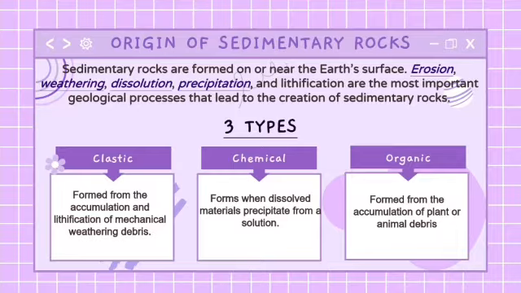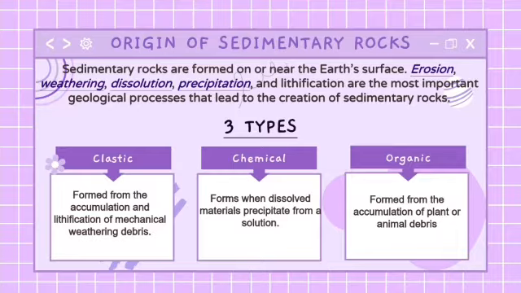Precipitation is the formation of rocks and minerals from chemicals that precipitate from water, while lithification is the process by which clay, sand, and other sediments on the bottom of the ocean or other bodies of water are slowly compacted into rocks from the weight of overlying sediments. Now we have three types of sedimentary rocks. We have clastic, chemical, and organic sedimentary rocks.